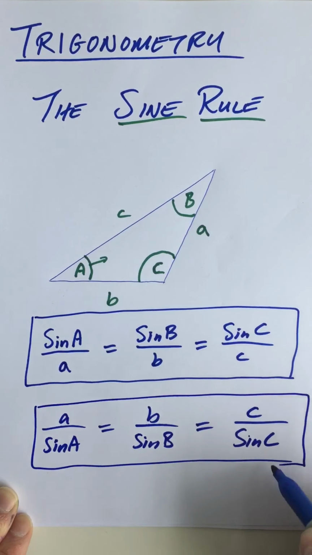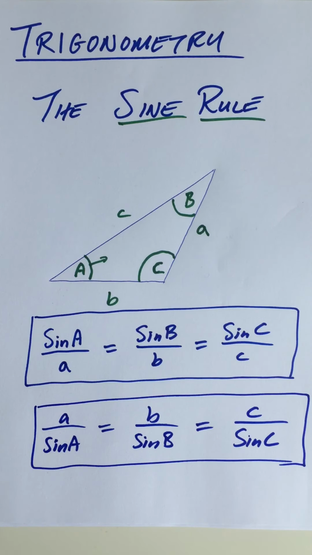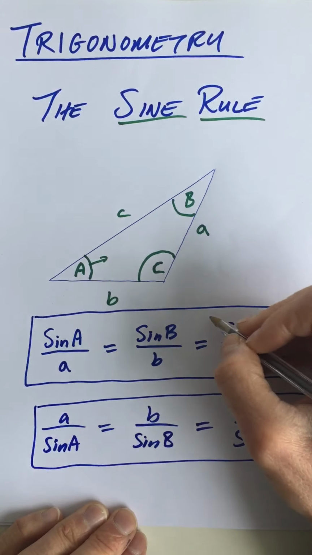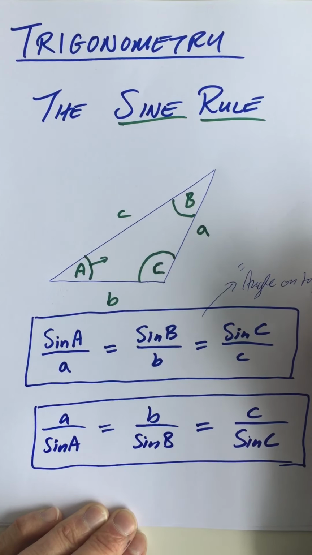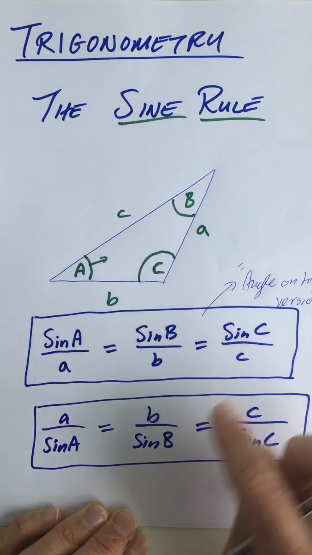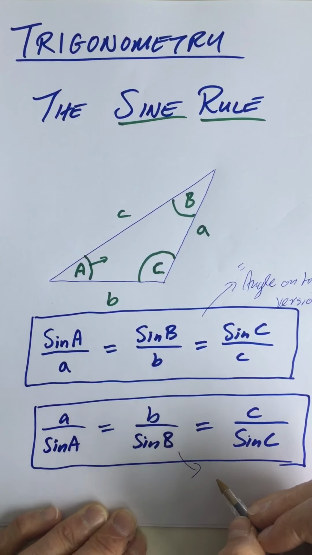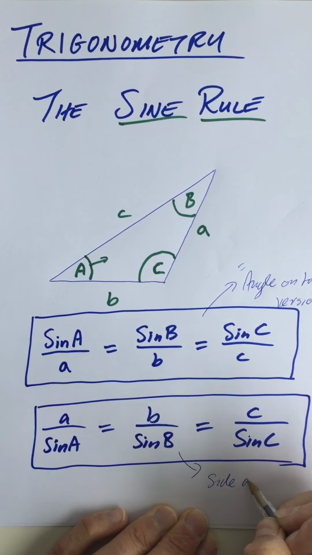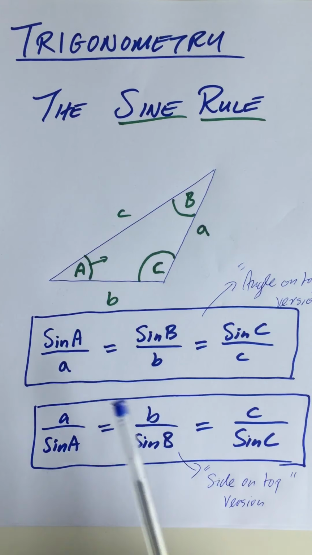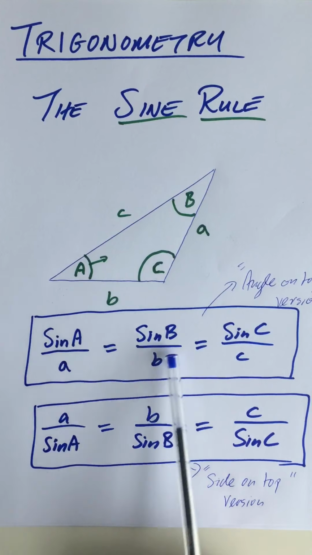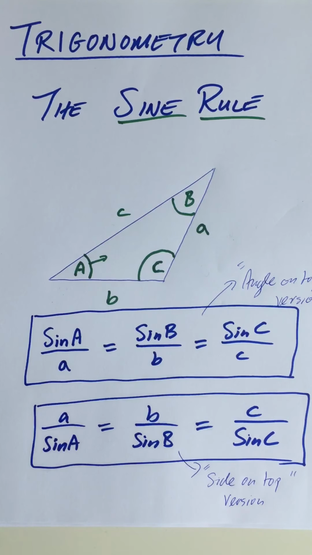So these are the two versions of this formula, and in a later video I'll show you how we use it. It's not as scary as it looks. I call this version the angle on top version, because we have the sine of the angles on the tops of the fractions. And I call this version the side on top version. Now, only one of the versions is in your maths tables. I think it's the angle on top. This is written in your maths tables, but just remember that you can turn it upside down as well.